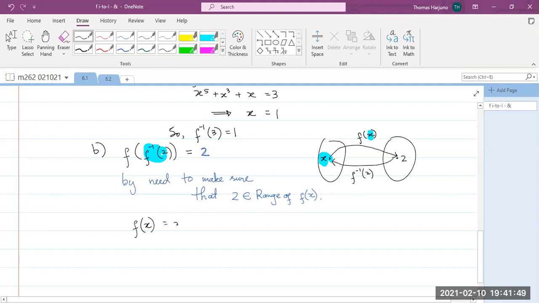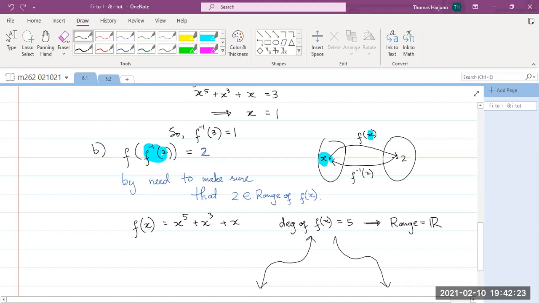Okay, so this is x to the 5th plus x cubed plus x. Because the degree of f(x) is 5, which is odd, then the range will be all real numbers. A polynomial of degree 5 will have far end behavior from -infinity to infinity. Either it looks like that or it looks like this.